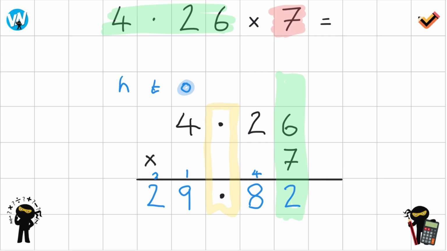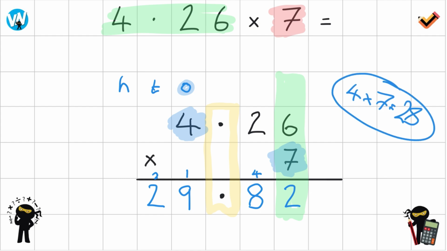Now, in the last question, I meant to mention this. There is a little sense check that goes with this, in that if we're looking at this number and all of a sudden, let's say you've got 298.2 or something like that, there's a sense check here in just working with the whole numbers. I'll highlight in blue. So if we just work with 4 and 7, and we did 4 times 7, just in our heads, 4 times 7 is 28, then sense check, the answer should be around the 28 area.